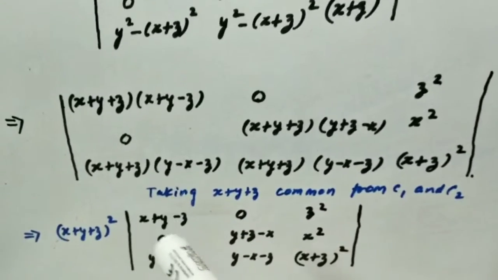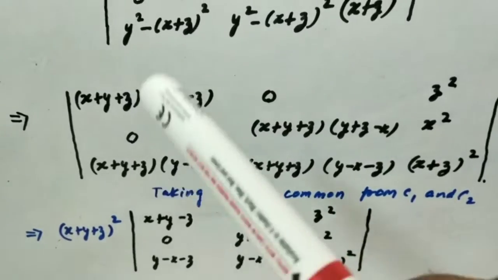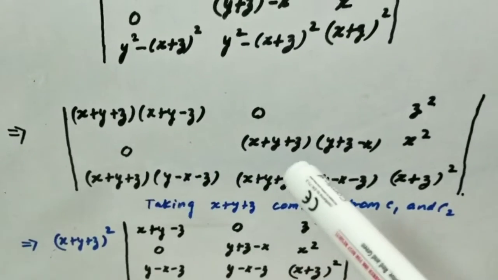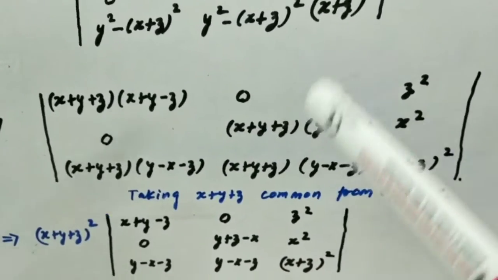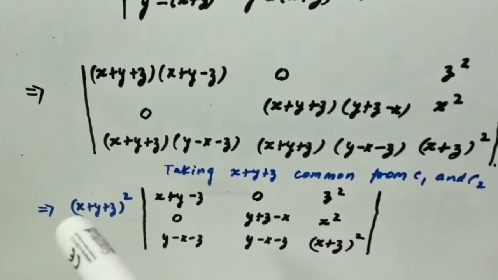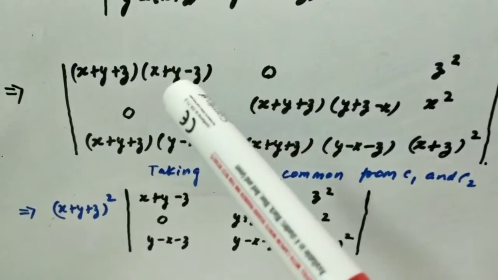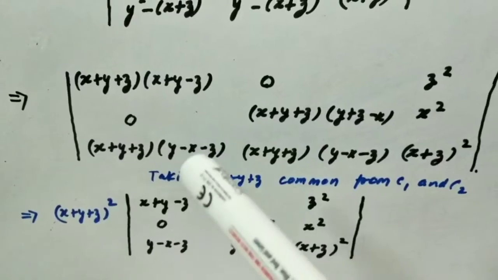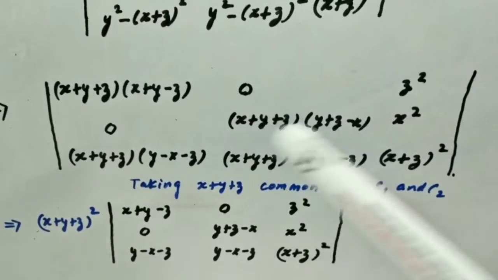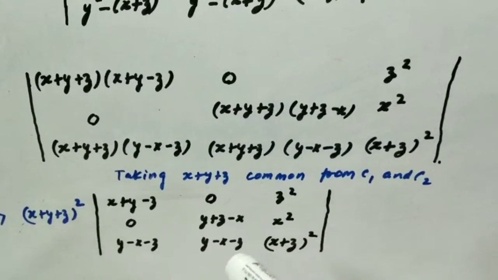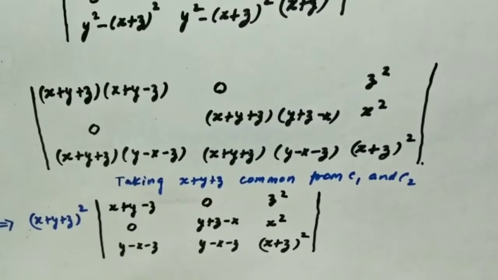Then you'll find x plus y plus z is common from the first column, and x plus y plus z common from the second column. X plus y plus z whole square. This remains here, 0. Here this remains. Here this is out, this remains, and here this remains. And this is as it is.